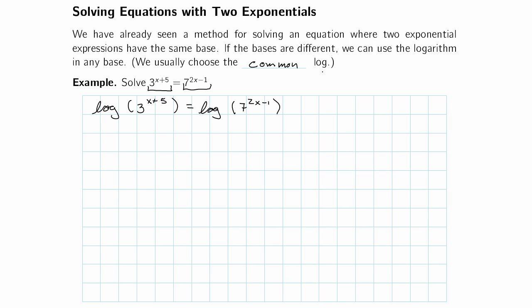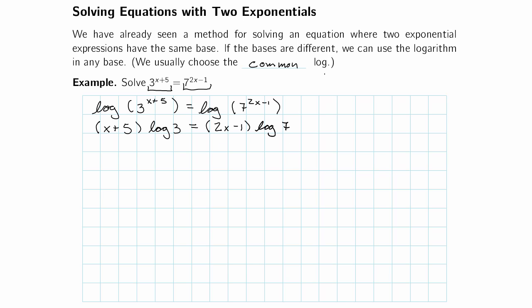Okay, why does that help us? The log of a power rule says that we can now pull those exponents out of the logs. So on the left we'll have x plus 5 times the log of 3. On the right we'll have 2x minus 1 times the log of 7.